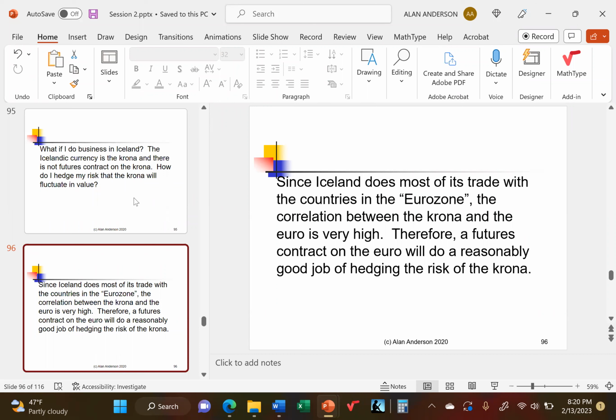So that's one way in which I can still hedge in spite of the fact that the contract I need isn't actually available. And of course, if this still isn't good enough, I can just use a forward contract.